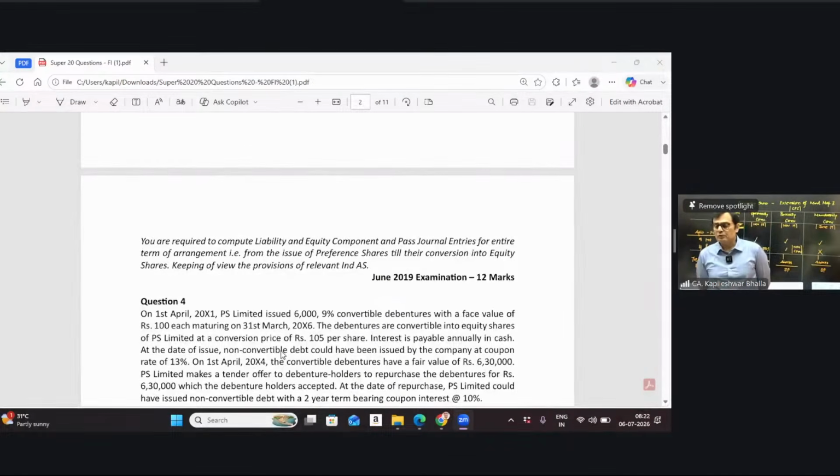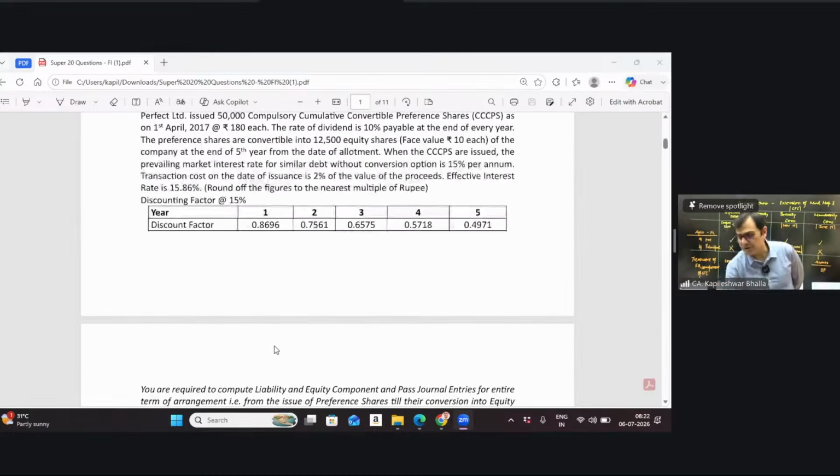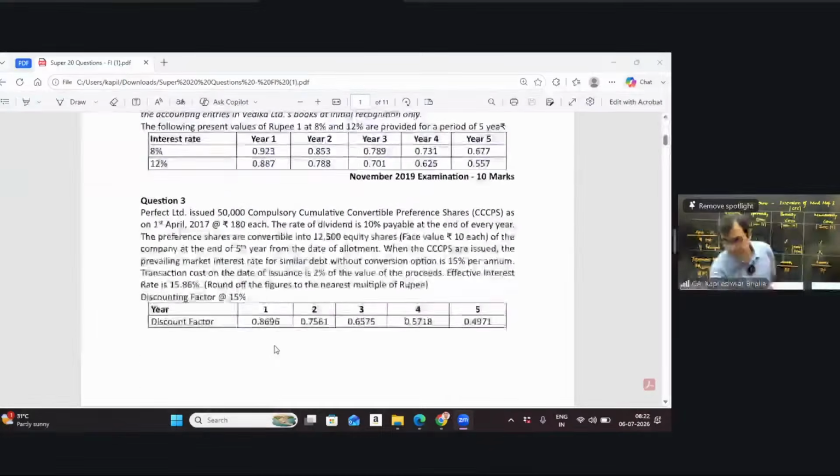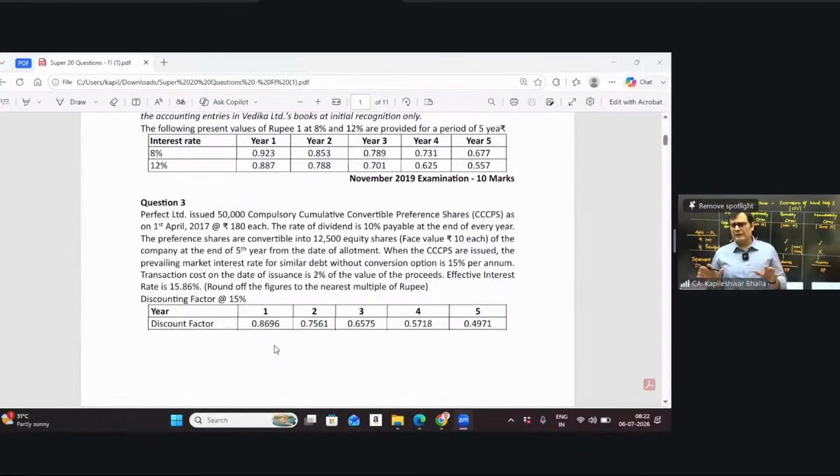You're required to compute the liability and the equity component and pass journal entries for the entire term of the arrangement. That is from the issue of preference shares till the conversion into equity shares, keeping in view the provisions of the relevant Ind AS, that is Ind AS 32. So in this particular case, we'll just quickly connect some dots. One thing is very clear, that in this particular case, you do the split accounting.